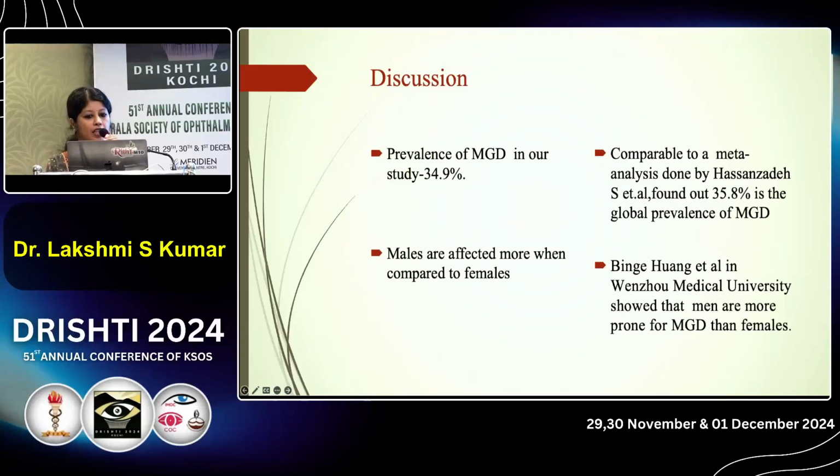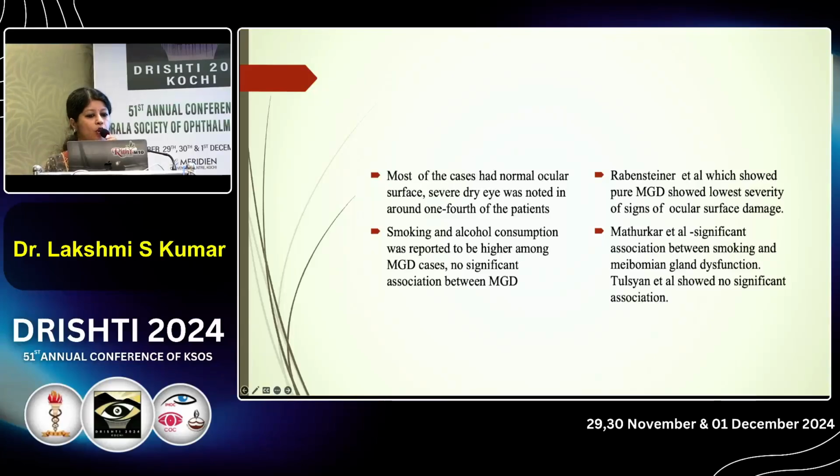done by Hazarika et al. 35.8% was the global prevalence of meibomian gland dysfunction. Males are affected more when compared to females in my study. This is similar to the Binh-Hung et al. study. Most of the cases had a normal ocular surface, and severe dry eye was noted only in one-fourth of the patients. This is similar to that of the Rebenstein et al. study, which showed pure MGD had lower severity of signs of ocular surface damage.